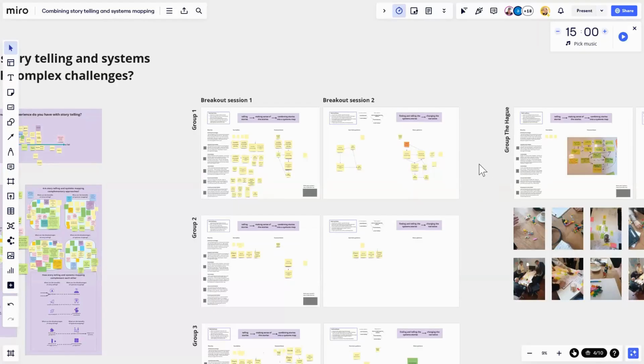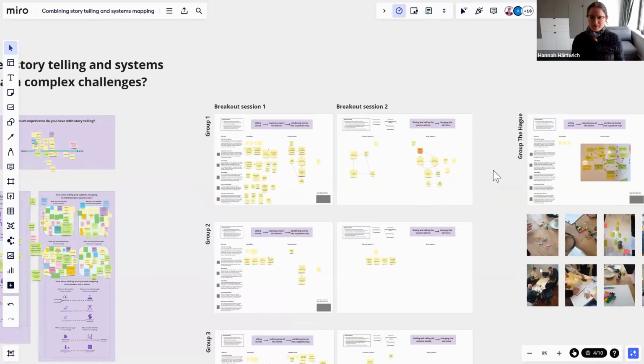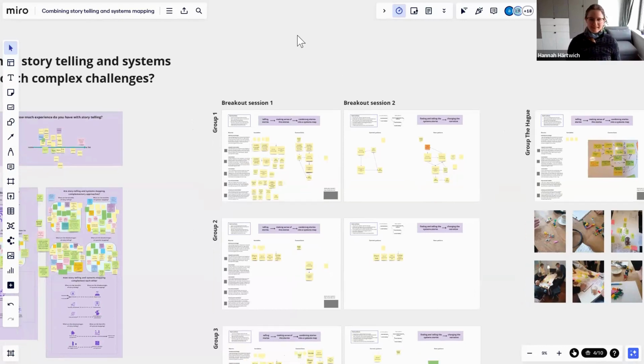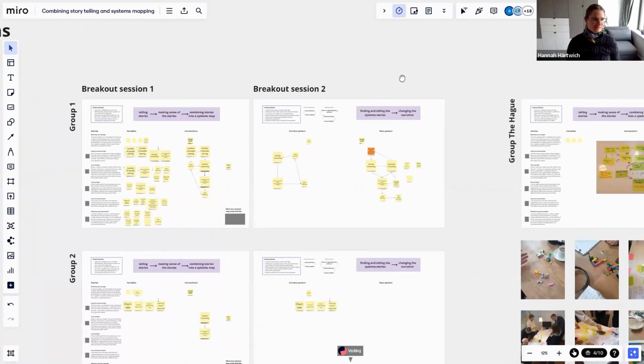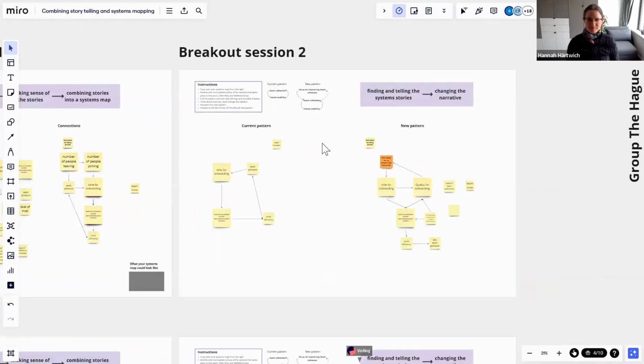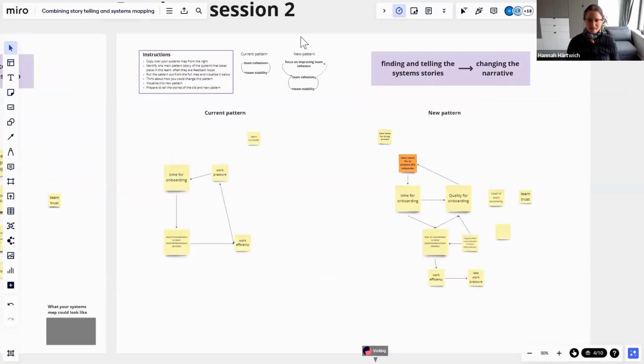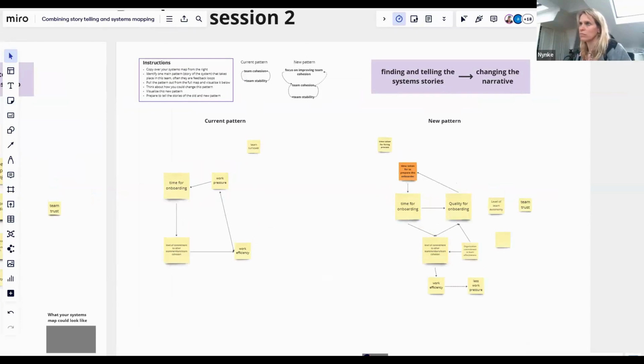Okay, then I will open the rooms. I see some were still a little bit in the middle of finishing their sentences. Looking at the time, let's jump straight in and start with group number 1. Who from the first group would like to share what you have worked on? Any volunteers from group number 1?